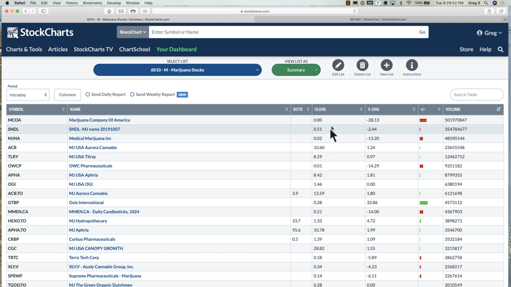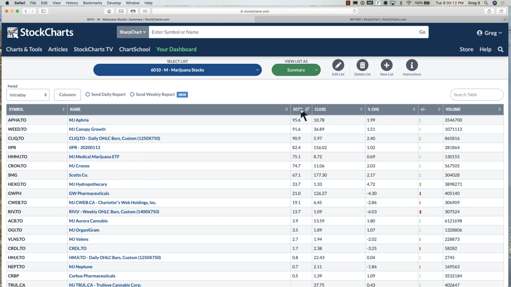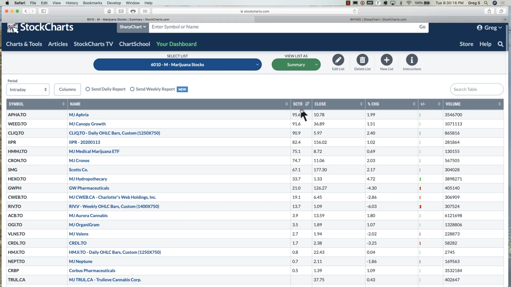Let's say that we wanted to focus on the highest volume stocks. Well, they might be penny stocks, so that doesn't always work. So we can also do it by close, but the problem with doing it by close is we get the highest price stocks first, not necessarily the best ones. Like GW Pharmaceuticals is a $126 stock, but it's only got a 20% scooter ranking, or StockCharts technical ranking. Not very good.